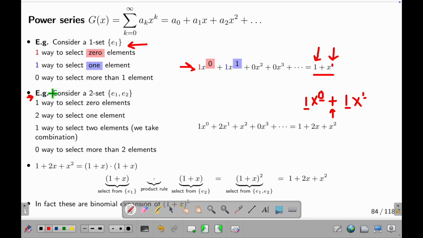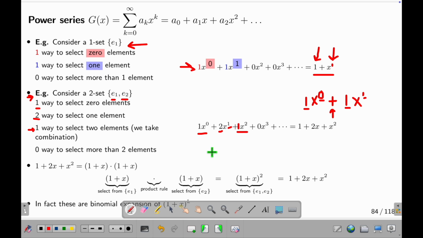You have a set of 2 objects, E1 and E2, element 1, element 2. How many ways to do nothing? 1 way. So this means the number of ways you select 0 elements. How many ways to select 1 element? You either select E1 or you select E2, and that's it. So 2 ways to select 1 element. How many ways to select 2 elements? We are talking about combination, so E1, E2. So 1 way, there's a 1 here.